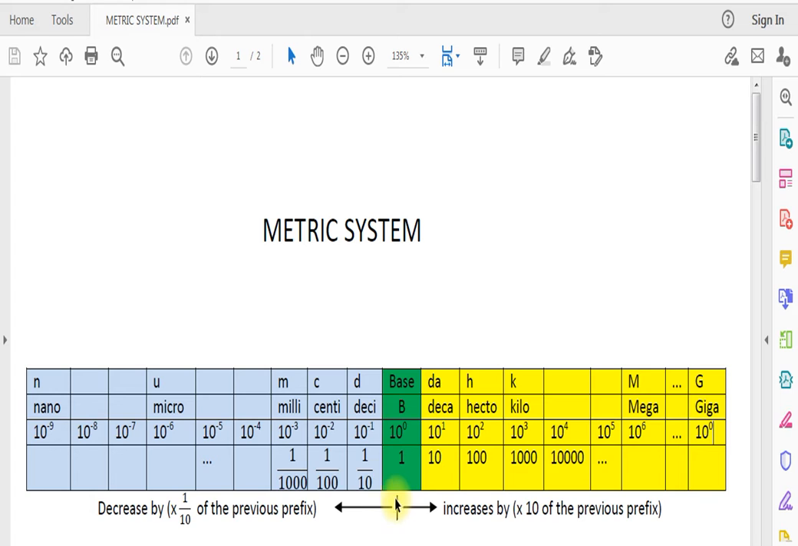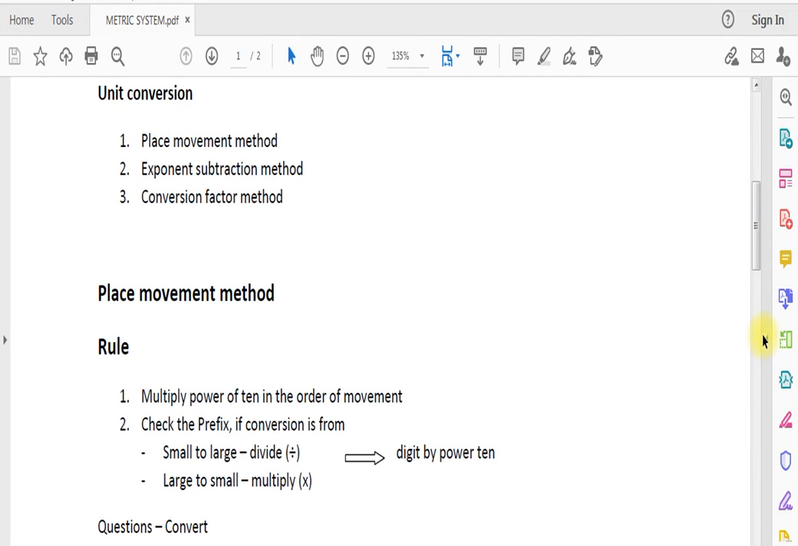Now if you're moving from the base to the left, it's decreasing, by multiplying it by 1/10 of the previous prefix. But to the right it's increasing by multiplying it by 10 of the previous prefix. Now for the unit conversion, I call these three methods: the place movement method, the second one is the exponent subtraction method, and the third one is the conversion factor method.